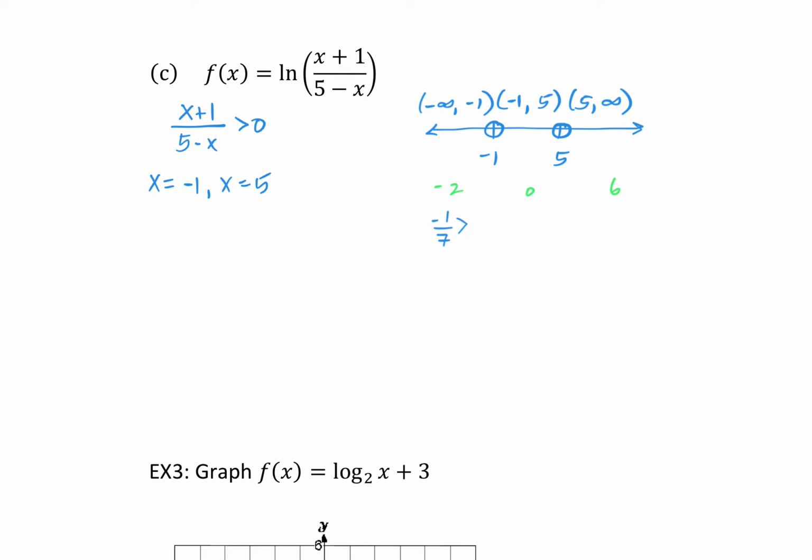And is that greater than 0? No. If I put 0 in, I get 1 over 5. Is that greater than 0? Yes. And then if I put in 6, I end up with 7 over -1. Is that greater than 0? Nope. So my domain for this particular function would be the interval from -1 to 5.